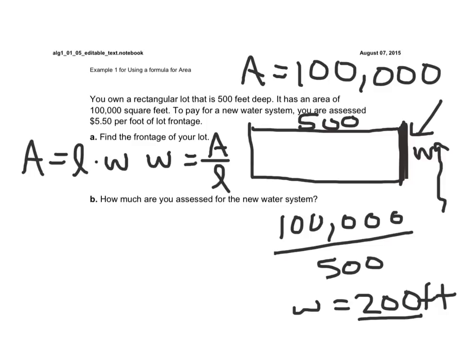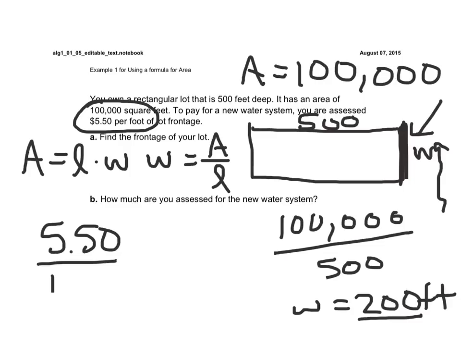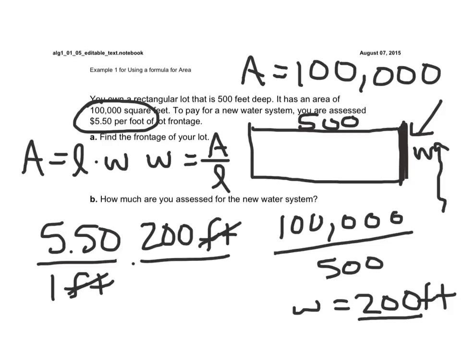Now it says, how much are you assessed for the new water system? Well, this says it's $5.50 per foot. So it's $5.50 per 1 foot. And we're going to multiply this by 200 feet. So the feet divide out, and now it's $5.50 times 200, which would be $1,100 that we would be assessed.